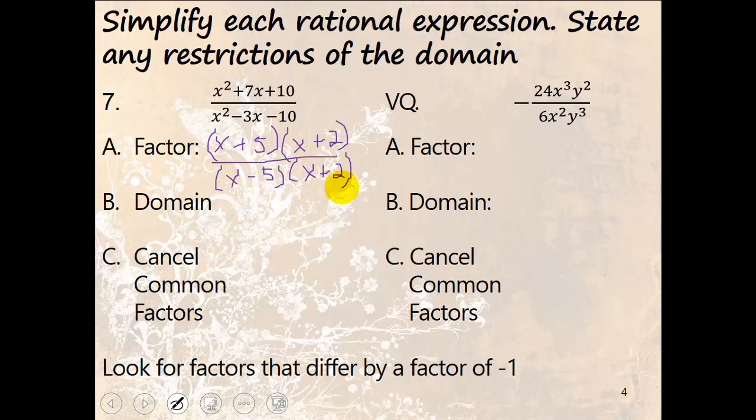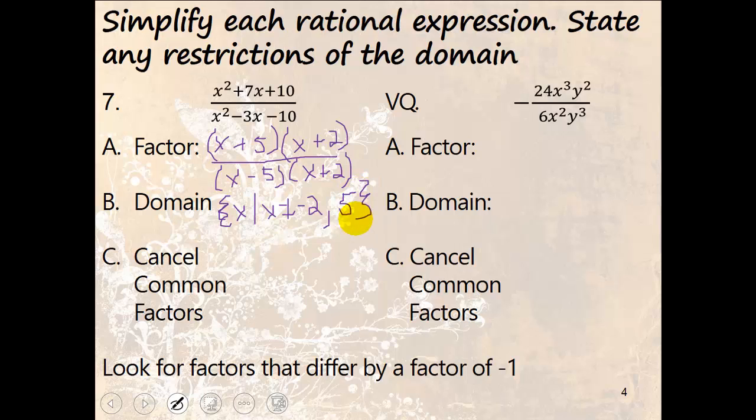So what are my domain restrictions? Well, I know that x plus 2 is going to cause a hole, so I have to exclude that. So all x's such that x cannot equal negative 2. And 5 is going to cause a vertical asymptote, so x cannot equal negative 2 or 5.